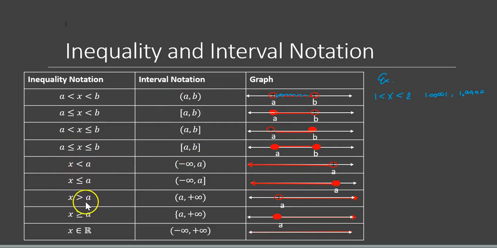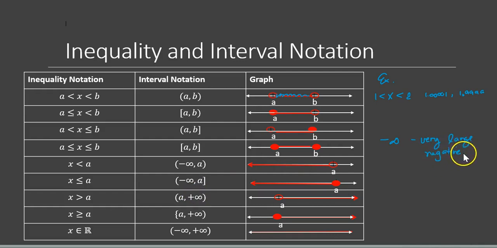The following ones include infinity. So what do we mean by infinity? There are two types of infinity. We have the negative infinity and the positive infinity. So what's the meaning of negative infinity? This means that this is a very large negative number.